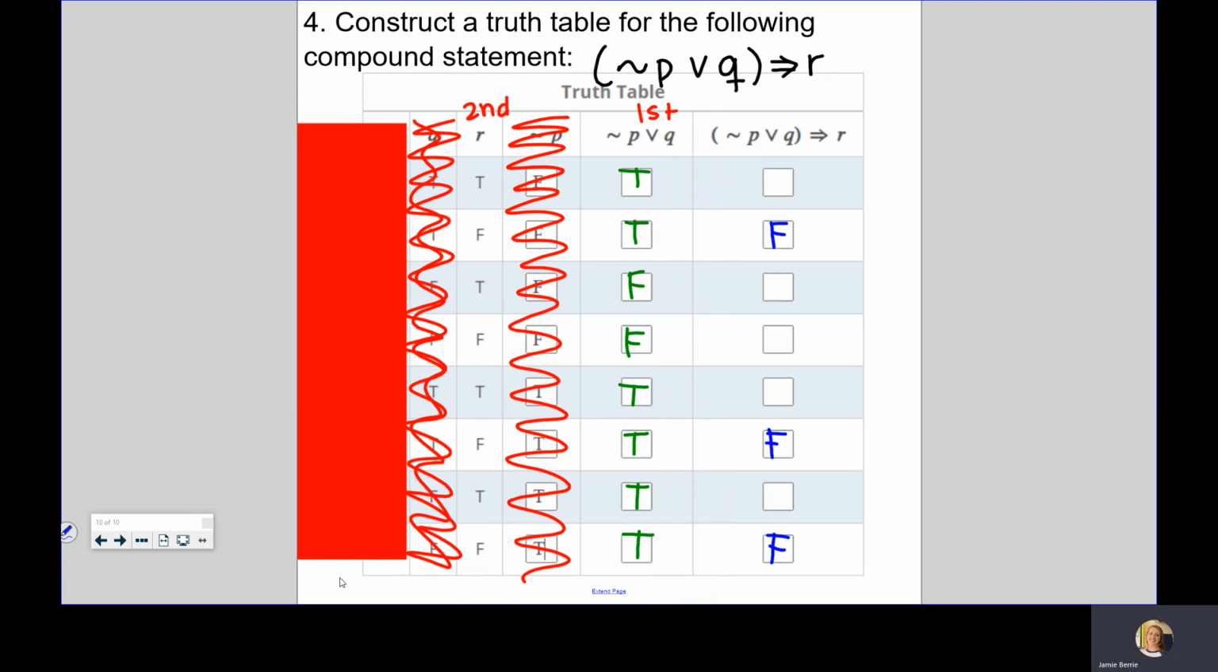All right, so we got all the TFs. They're here, here, and here. Everything else is true. What if I asked you a question like, is this a tautology? It's not a tautology. We have a combination of T's and F's.